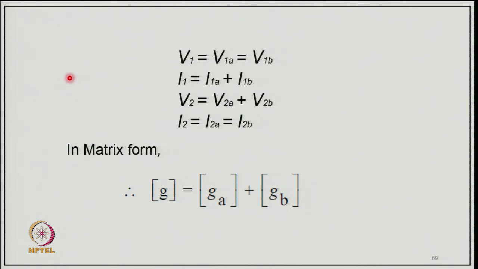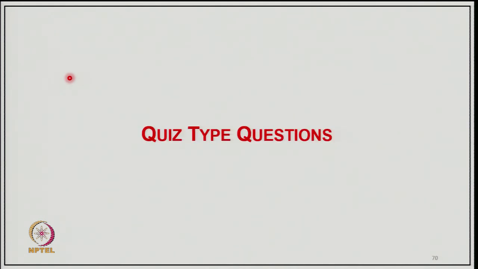equals I1A plus I1B, and V2 equals V2A plus V2B, and I2 equals I2A equals I2B. In matrix form this is easily represented in terms of the inverse H parameter, which we call the G parameter. So G equals GA plus GB. So this is how we interconnect the networks in these ways.